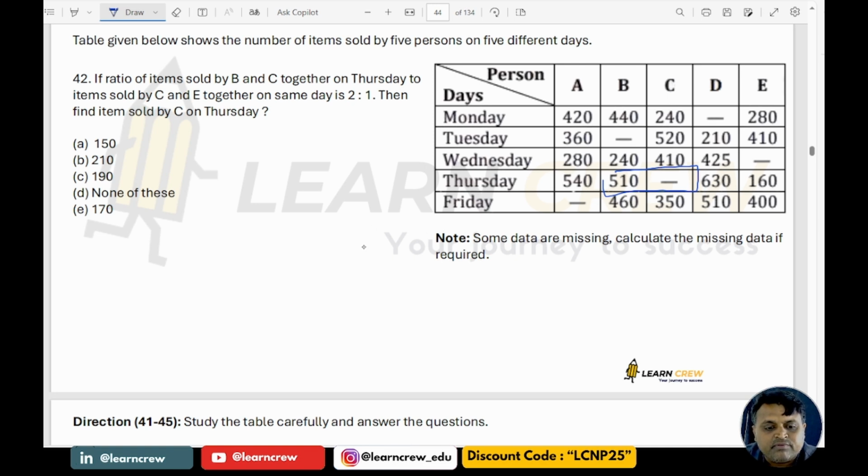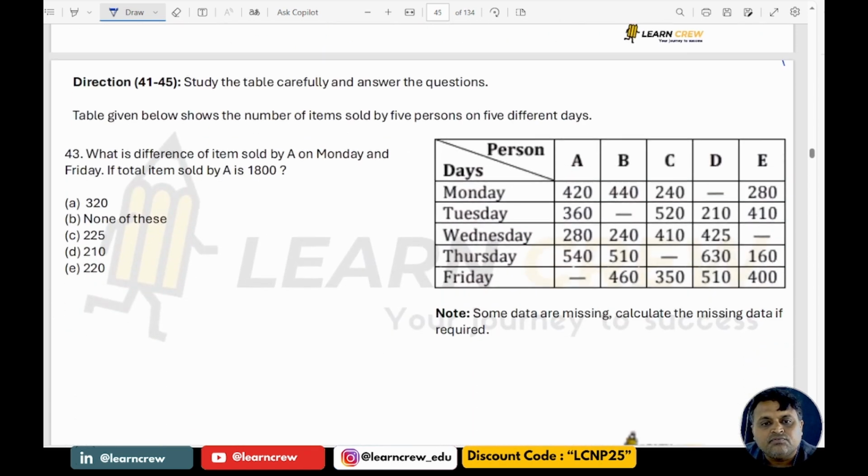So thereby what you can say, the ratio (510 plus x) by (x plus 160) is equal to 2:1. From this what you got? X is equal to 190. So the answer is 190.